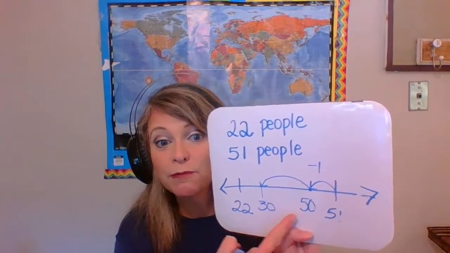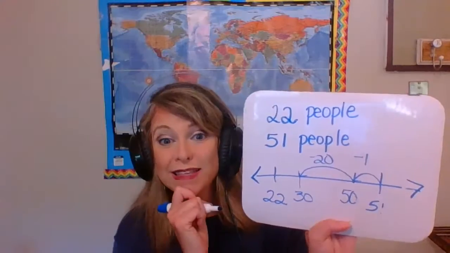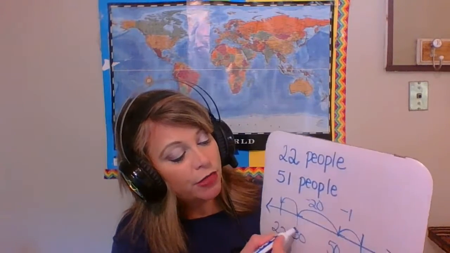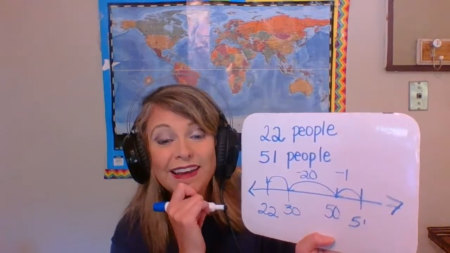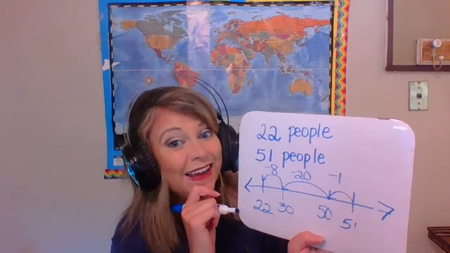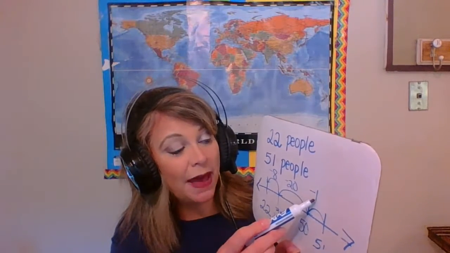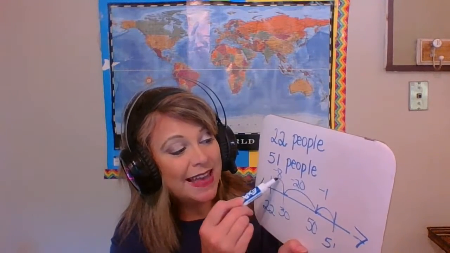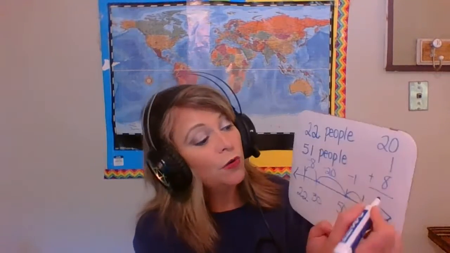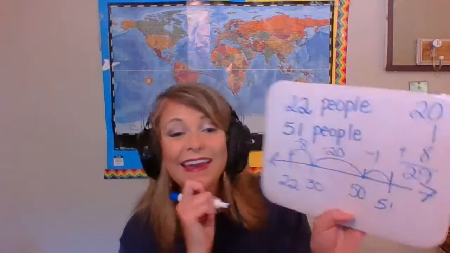If I'm going to jump from 50 to 30, how far did I go? 20. Now I need to jump back one more time from 30 to 22, and that means I would jump back how many? 8. Now I need to add all those up. I jumped back 1, 20, and 8. If I add all those 3 up, 21 and 8, I know that I get 29.